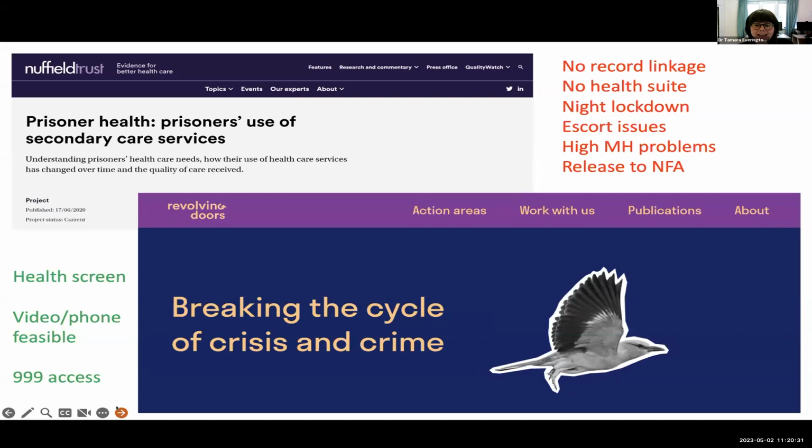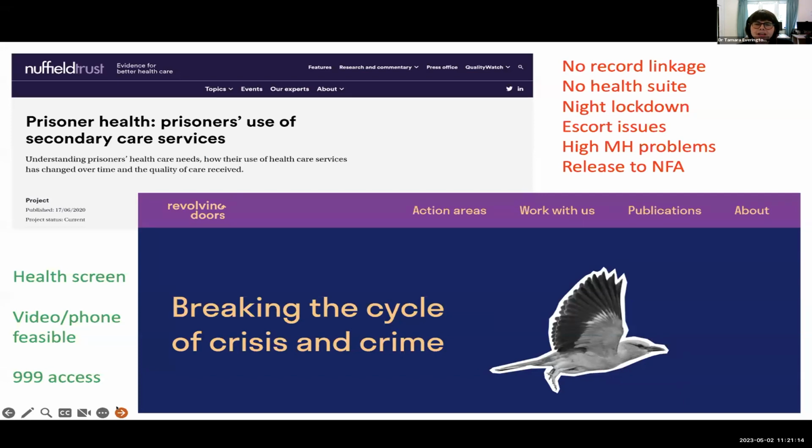Overnight, things are locked down, so the ability to access emergency care in that time is much more limited. If people need to come up to the hospital, that can be really problematic in terms of escorts. And visits, I think you will probably know, often get cancelled because other things happen. Some sort of incident arises within the prison and they simply can't transport the patient. And there's also a very high incidence of mental health problems. The history that you get may not always be quite reliable, in part because of drug use and other addiction problems, which they may not want to disclose.